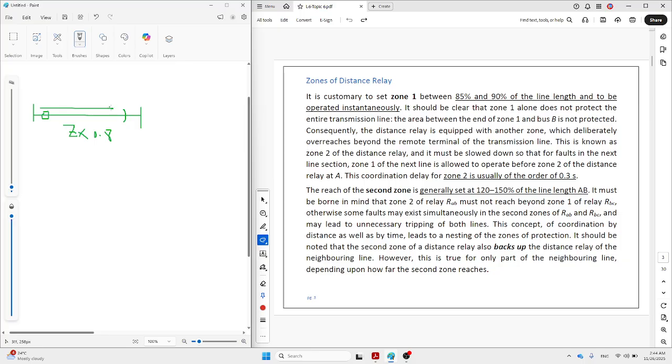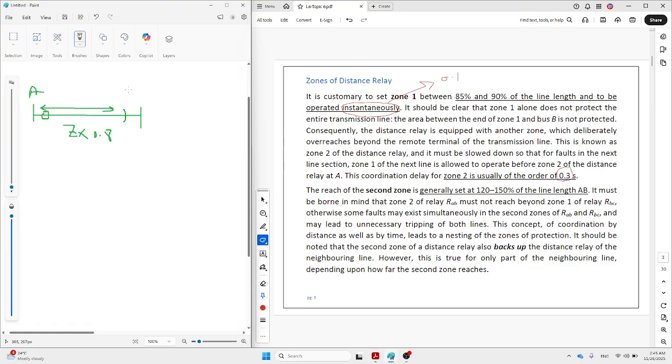Okay, so this is zone 1 of this relay. And the operating time for this zone is instantaneous, so we should set it as 0.1. Then for zone 2, the operating time is increased to 0.3. Zone 2 protects 120 or 150% of the main transmission line.